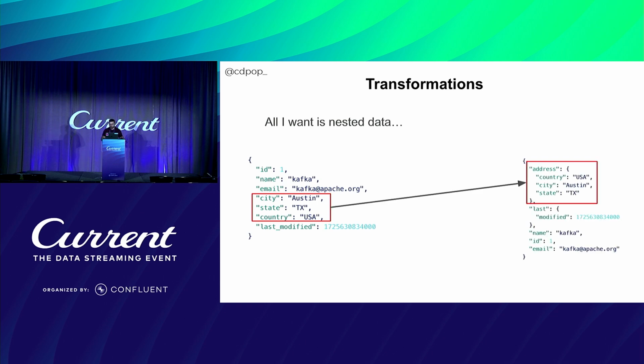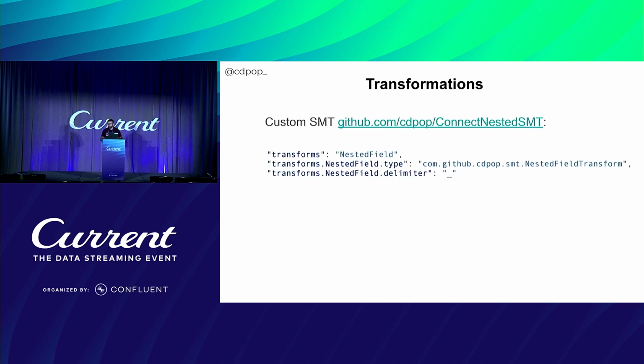So this is a quick example. This is what a lot of people want, is they want it to actually be address as the parent, and then inside you're going to have country, city, and state. There's only one problem. Right now, you can't really do that with all the available SMTs that are currently open source. So what I ended up doing, I just ended up building a custom SMT.